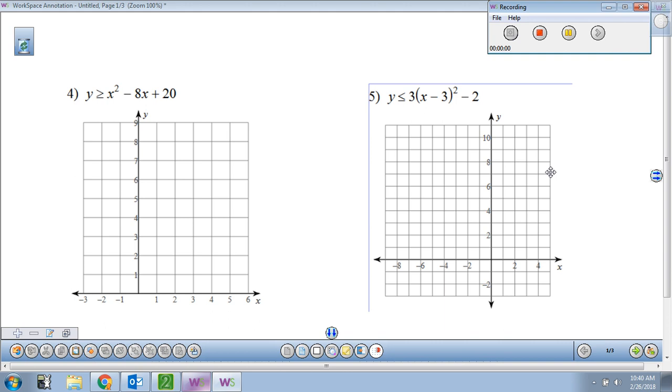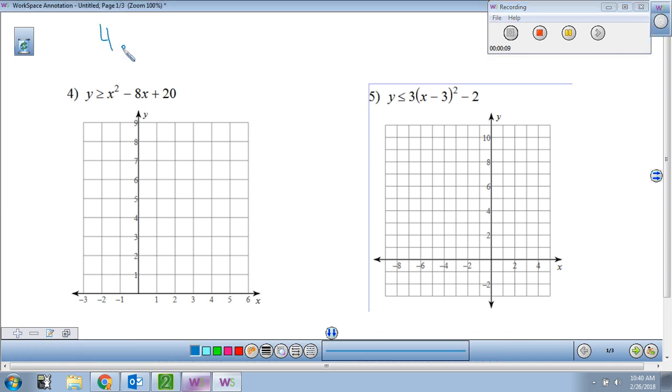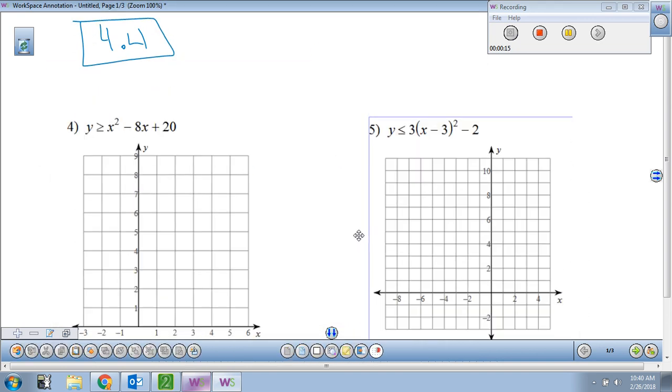All right. Today we're going to do 4.4, which is graphing quadratic inequalities and also graphing systems of linear-quadratic and quadratic-quadratic. So lots of graphing. With inequalities, notice that this has an inequality symbol.